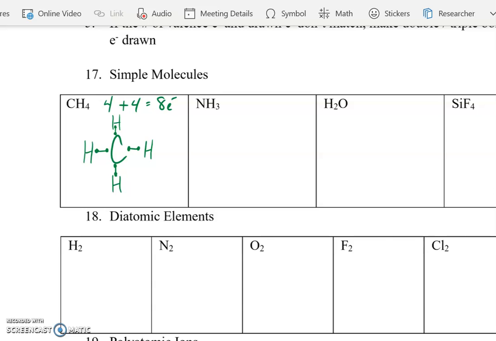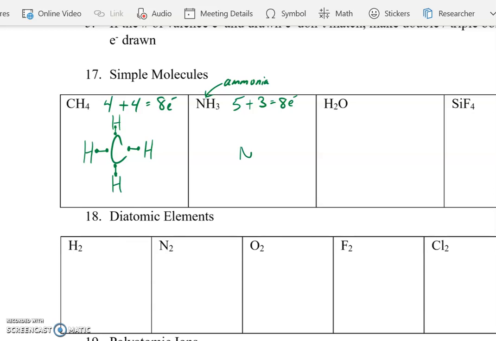Next molecule, NH3, it's called ammonia. It's a component of a lot of household cleaners, especially bathroom and floor and tile cleaners. And nitrogen has 5 valence electrons. Each hydrogen has 1, so again, our molecule needs to have 8 electrons drawn.